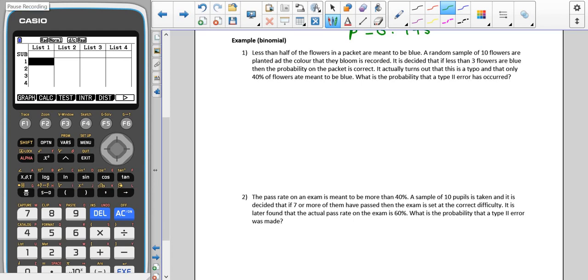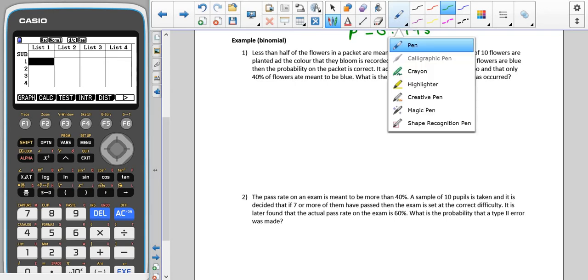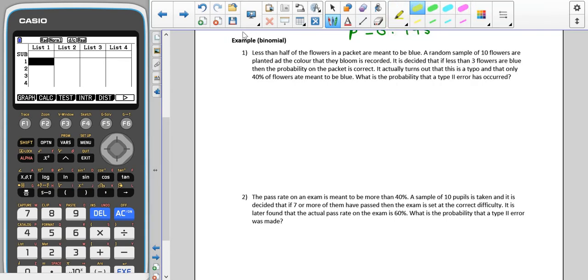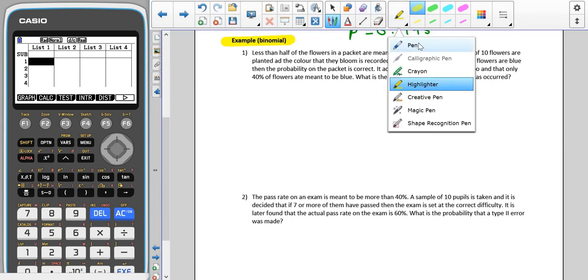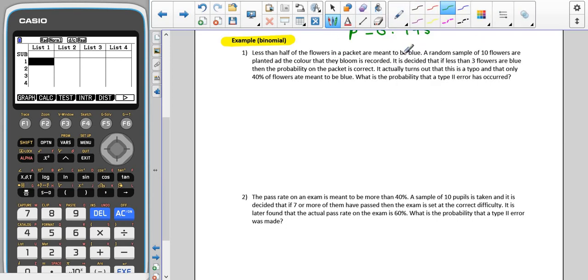So for the last of our finding the probability of making a type 2 error, we are going to have a look at binomial. Again, we are going to look at some where we are given the accept or reject region, and we're going to look at some where we are given the significance level.